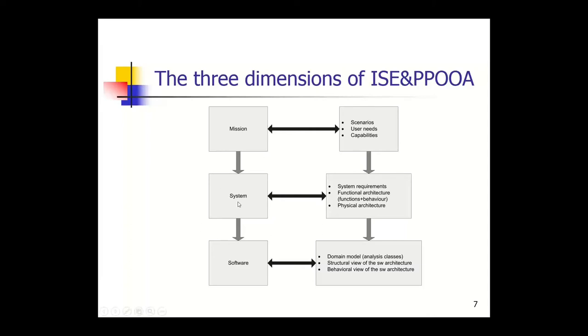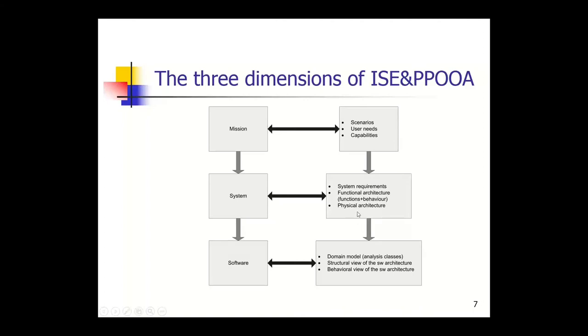The second dimension is the system dimension. In this dimension, we look at the system as a glass box, so we look inside the system. We identify system requirements, and we identify the artifact that we will talk more deeply about today, the functional architecture. We identify the main functionalities, and also the functional flows, the behavior. It's important because other methodologies don't pay too much attention to identifying the functionality. They think that they are object-oriented. I think functionality is very important, it's very critical.